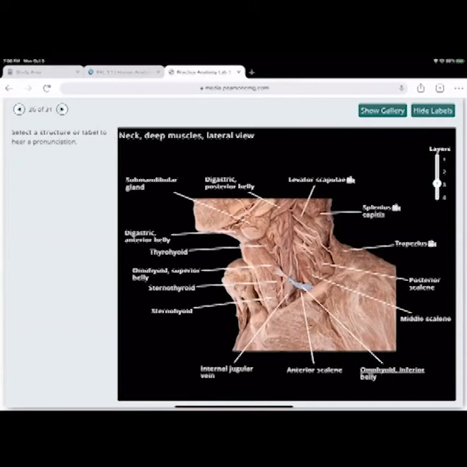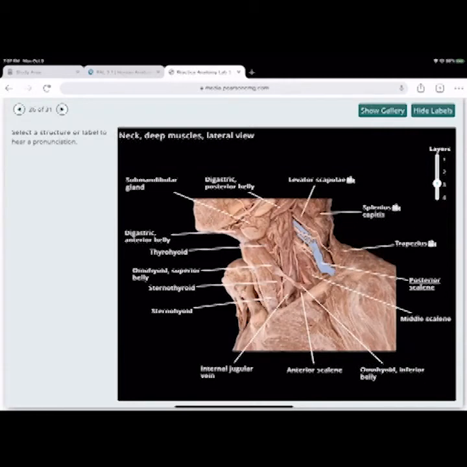Okay. You have the thyroid muscle. You have your sternothyroid muscle. You have your sternohyoid muscle. And again, the internal jugular vein, this portion of it right here that comes up. You've got your anterior scalene, you've got your middle scalene, and you've got your posterior scalene. Those are the three muscles on the side of the neck. Your anterior scalene, middle scalene, and posterior scalene.